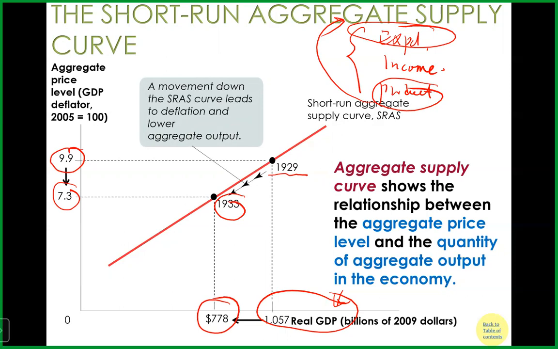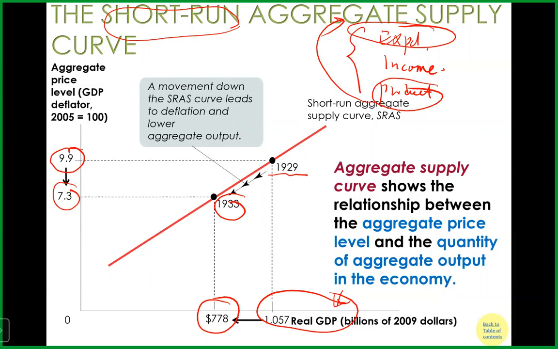Remember, a higher aggregate price level usually implies higher real GDP. Now we need to understand why. And furthermore, I want to emphasize this happens in the short run. What does short run mean? The simple way to understand it is a few months or a year, but later I'm going to give you a more detailed explanation. So this aggregate supply is for the short run.